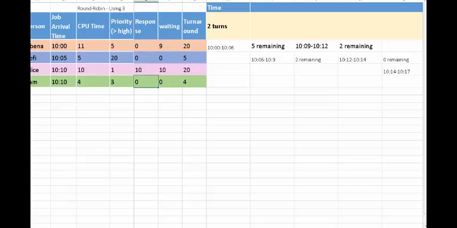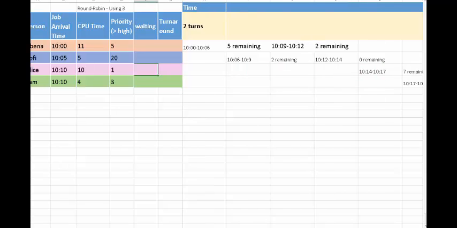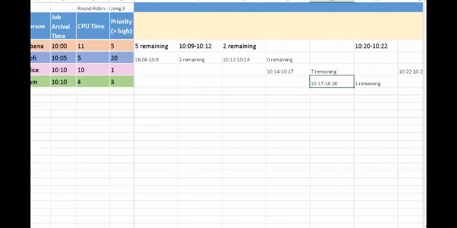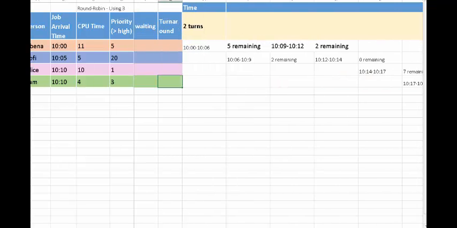So we'll go through and work out the response times. Response time for Abena: she started at 10:00, got to run at 10:00. Kofi came in at 10:05, but got to run at 10:06. That's 1 for his response. Alice came in at 10:10, got to run at 10:14, so response is 4. Sam came in at 10:10, got to run at 10:17, response is 7.